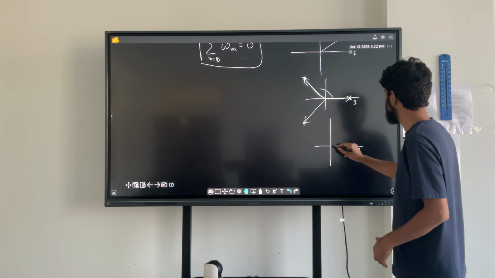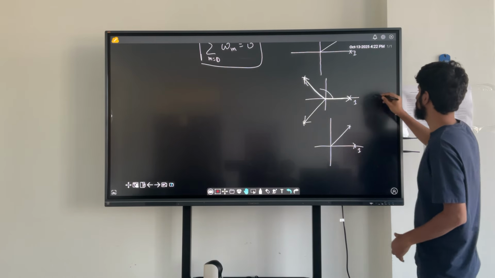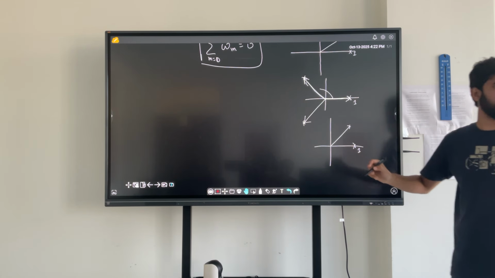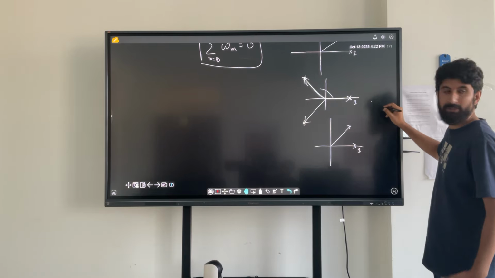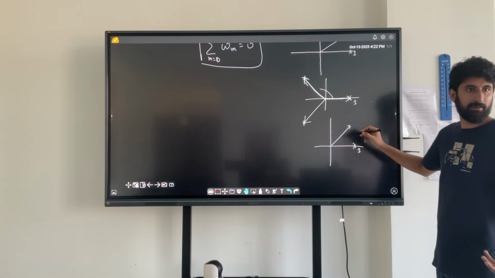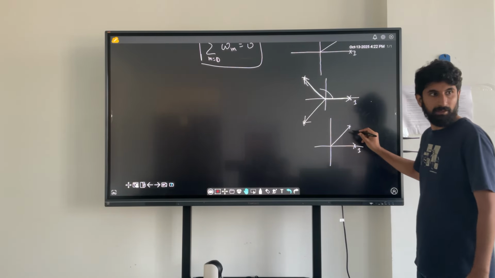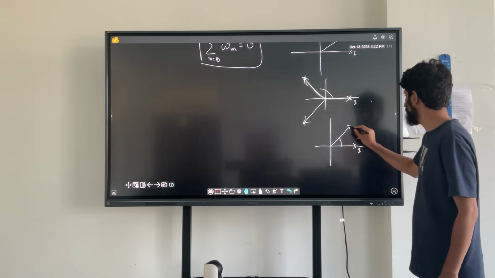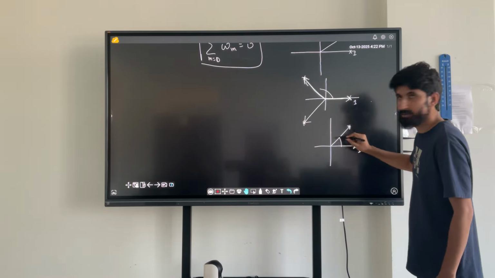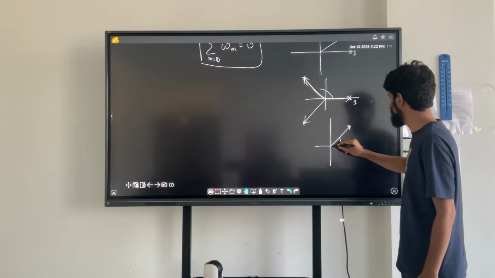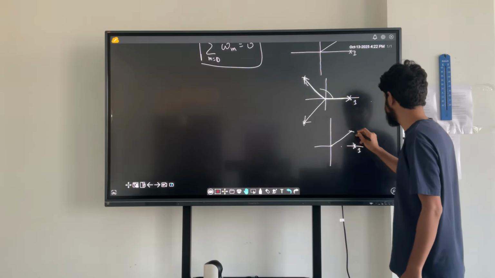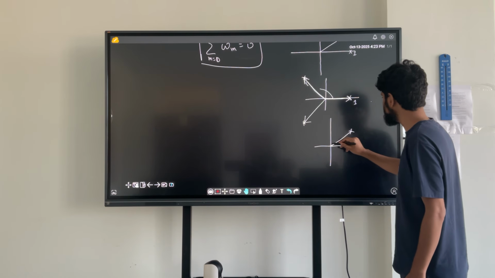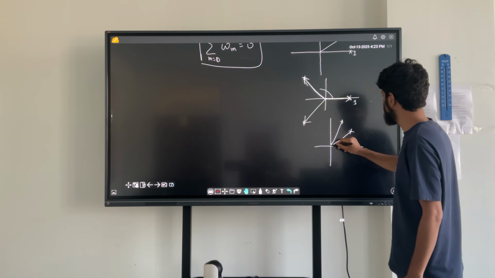Then what are the arguments? 2π by 6, since the modulus will remain 1. 2π by 6, which is how much? 30 degrees. Then it will be 60, 3π by 6. Then 90.